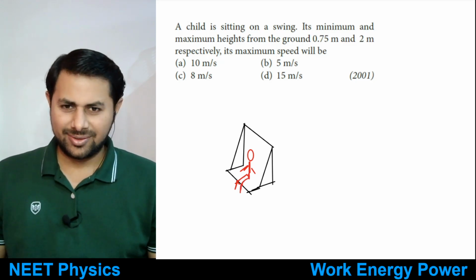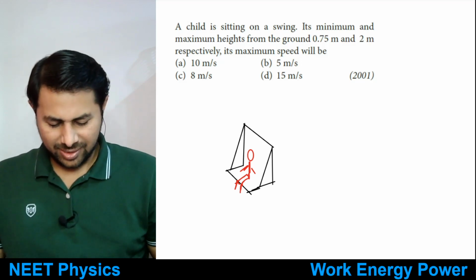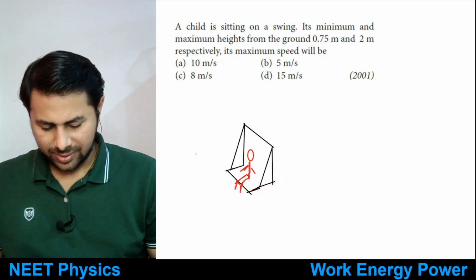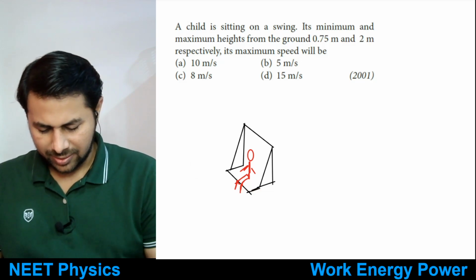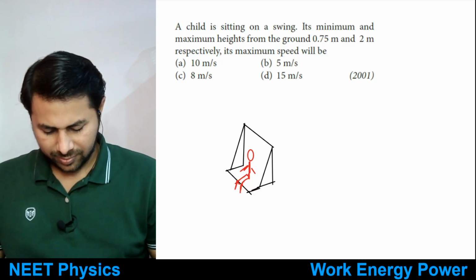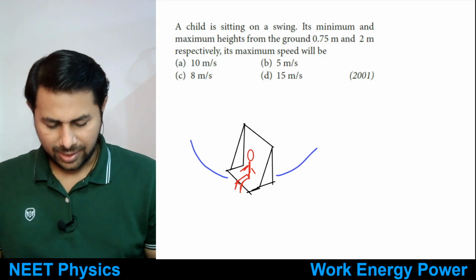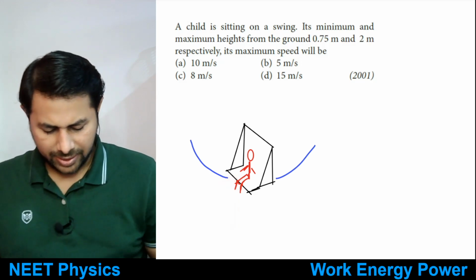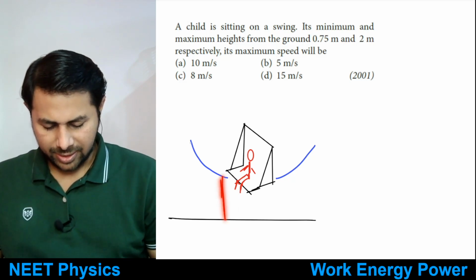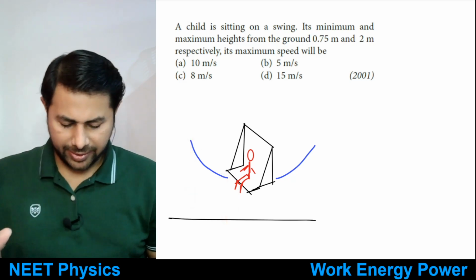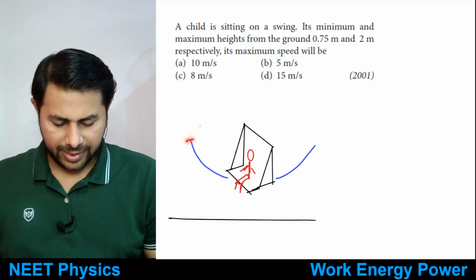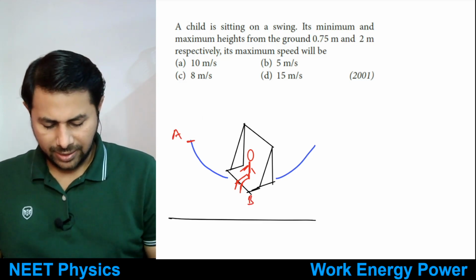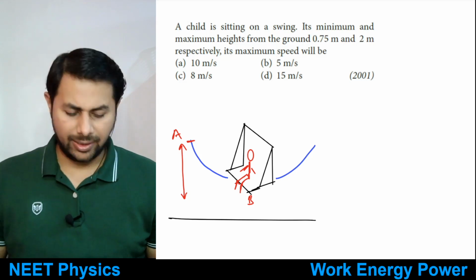Option B. Okay, let's see. So the minimum and maximum heights. This swings like this. Suppose it swings something like this. So this is the minimum height from the ground. Let's suppose this is the ground, this is minimum height, this is maximum height. And how much is the difference between heights? Let's say h at this point is a, and this point is b. So the height difference is ha minus hb, right?